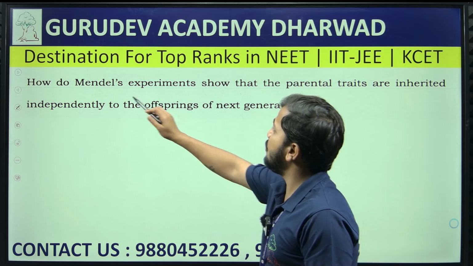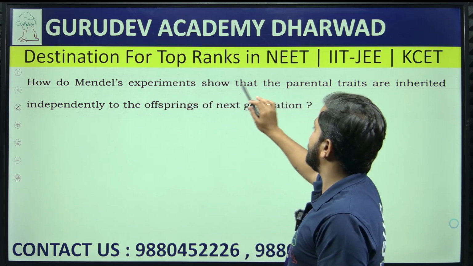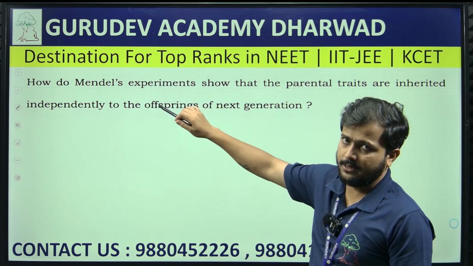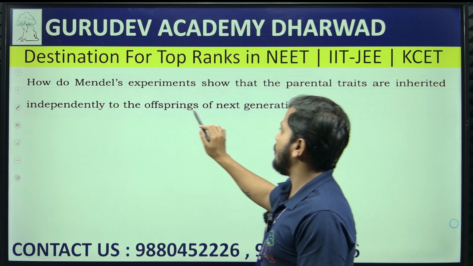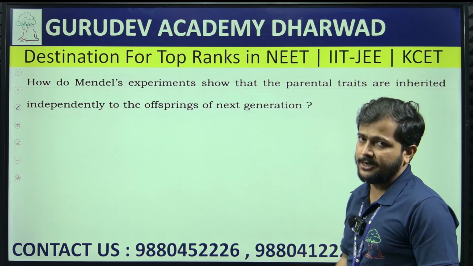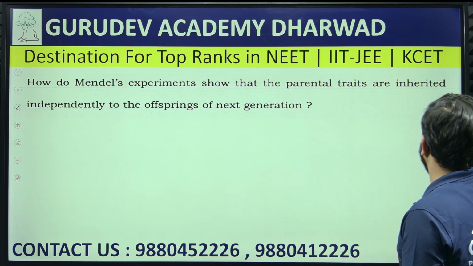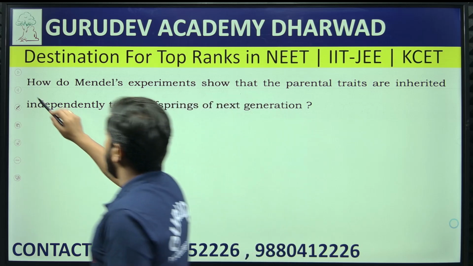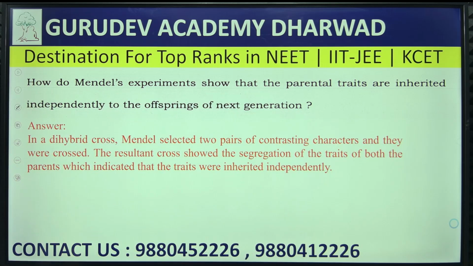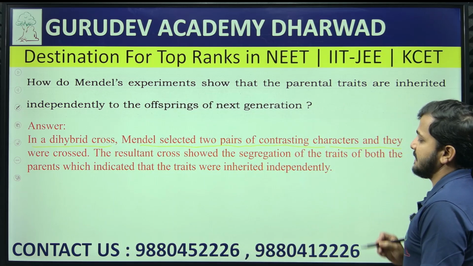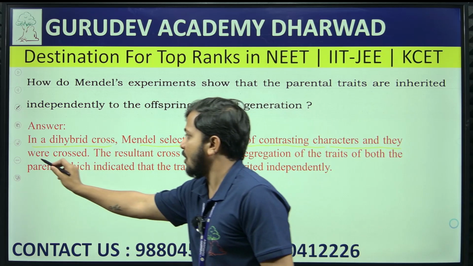Then, how does Mendel's experiment show that the parental traits are inherited independently to the offspring of the next generation? This is our question, right. So how he framed it independently, how the offspring is different even from the parent. So answer: if you consider the dihybrid cross, Mendel selected two pairs of contrasting characters, and they were crossed.